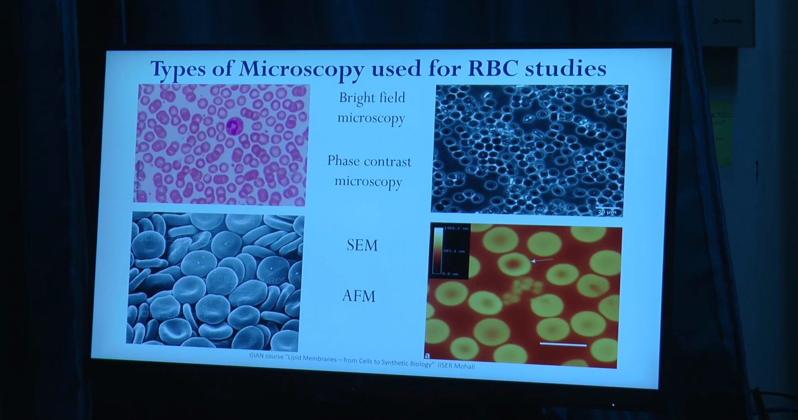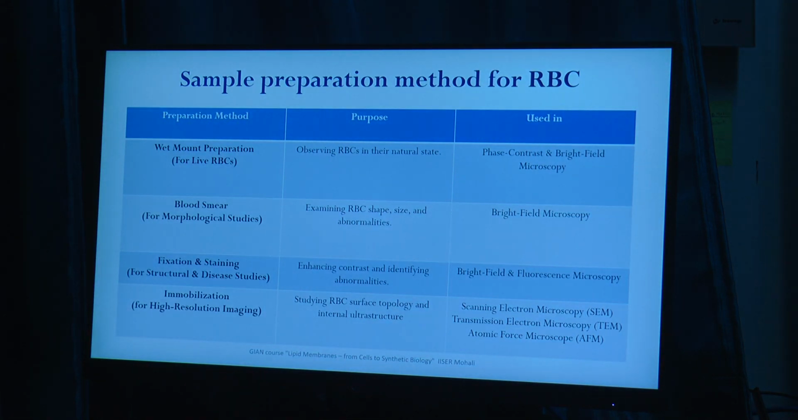Now the information which you are trying to extract out of the cell depends on which kind of microscopy you are going to use. And there are many more methods in which you can perceive the red blood cells. So now we understood there are different ways in which we can look at them. Now to look at them, we have to prepare the sample. It's not like we can just extract the blood and put it in the microscope and look at it. So there are different ways in which a red blood cell sample is prepared.